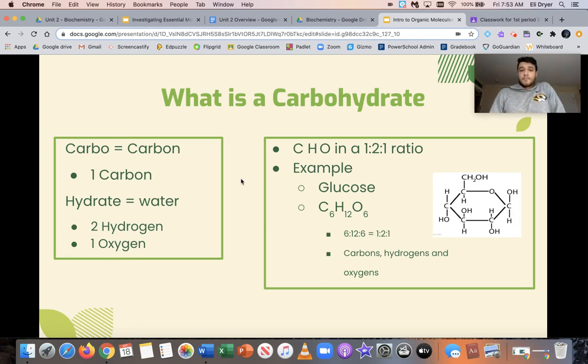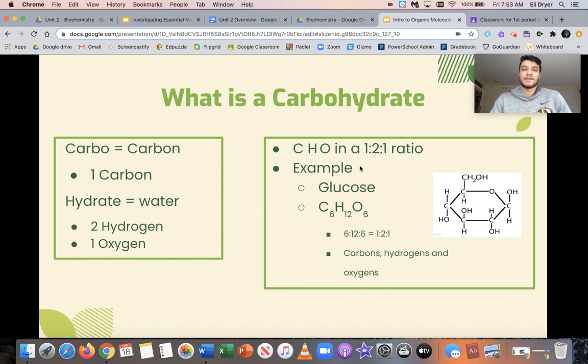Now, we probably have all heard of carbohydrates before, but I want you to know what a carbohydrate is. So let's break down the word carbohydrate. Carbo means carbon, and hydrate means water. So when we talk about carbohydrate, there's always going to be carbon, hydrogen, and oxygen. And the carbons, hydrogens, and oxygens are always going to be in a 1 to 2 to 1 ratio, always.